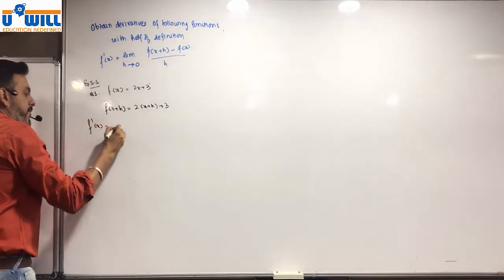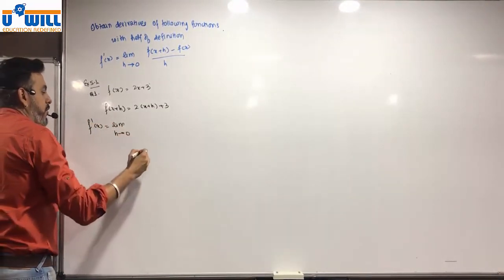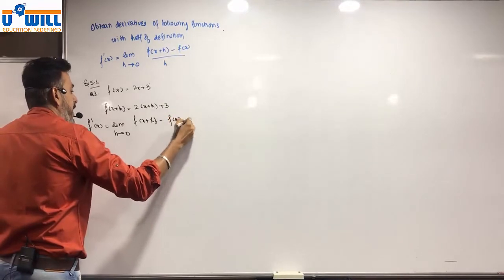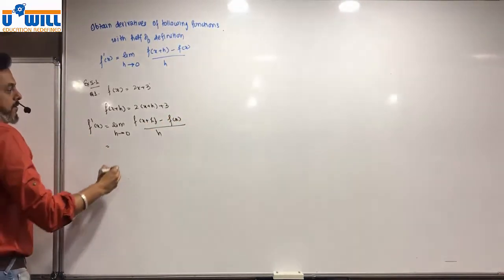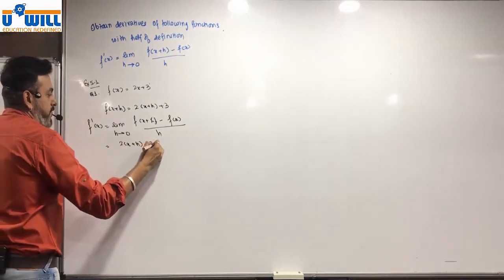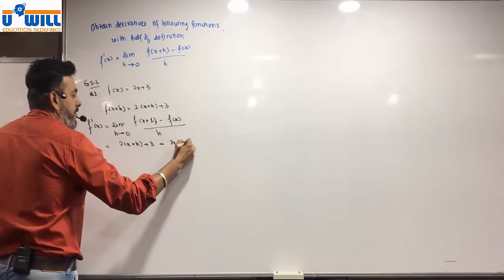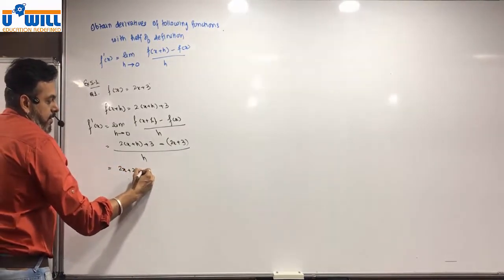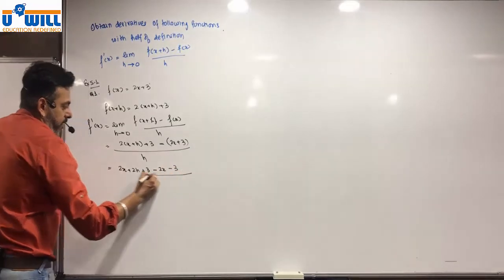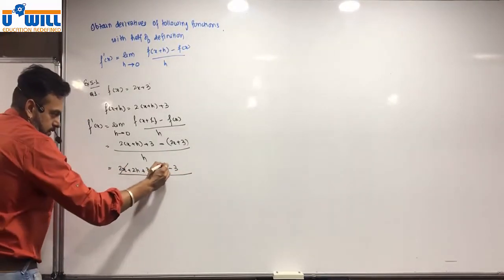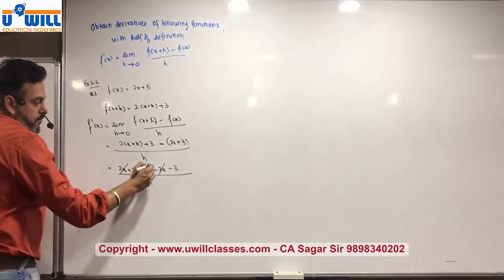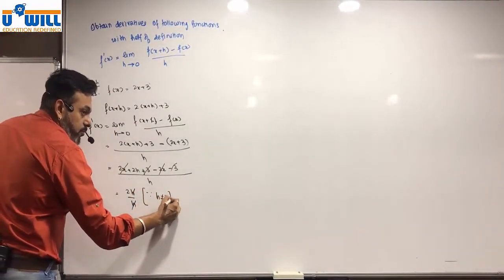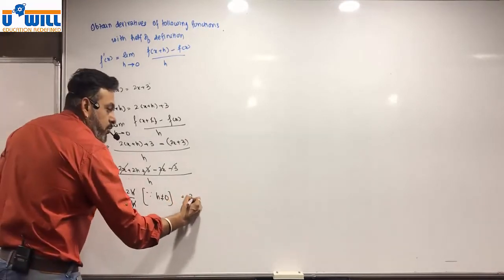Derivative of function f of x is equal to limit h tends to 0 function of x plus h minus function of x upon h, which is equal to 2x plus h plus 3 minus 2x plus 3 in the bracket upon h is equal to 2x plus 2h plus 3 minus 2x minus 3 whole upon h, which is equal to 2x cancel, 3 cancel, 2h upon h cancel because h is not equal to 0, which is equal to 2.